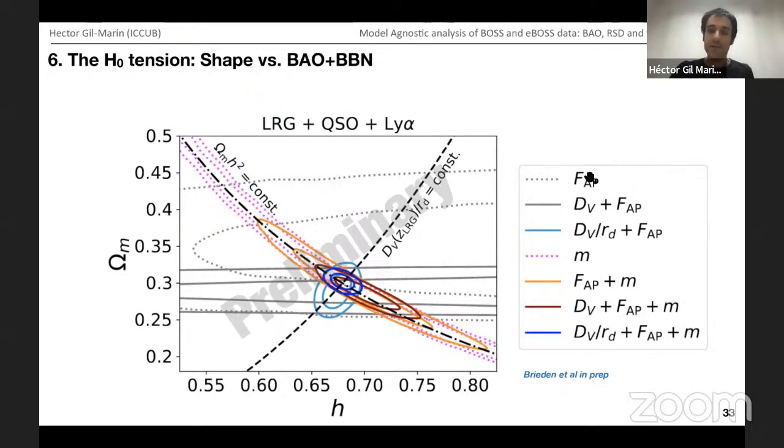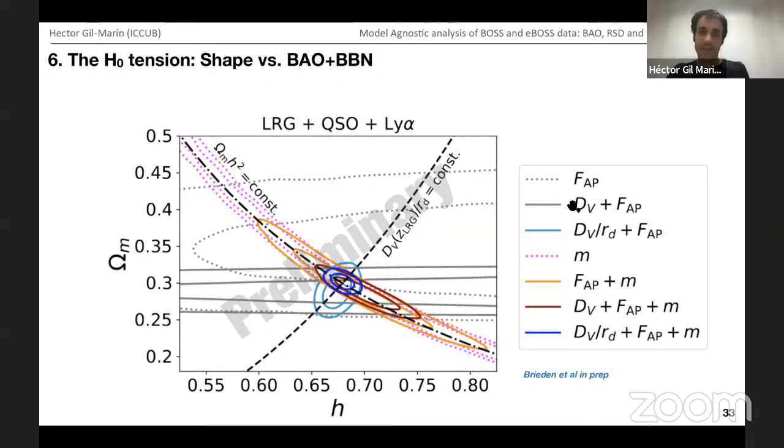If you remember the ratio of the BAO along and across the line of sight, we have called it FAP. I've told you that this is a constraint on omega matter, and this is shown in dotted gray lines. So from FAP alone, you can constrain omega matter, not very well, but okay. It's around an error of 0.1. You cannot constrain H at all, so it's totally degenerate with H.